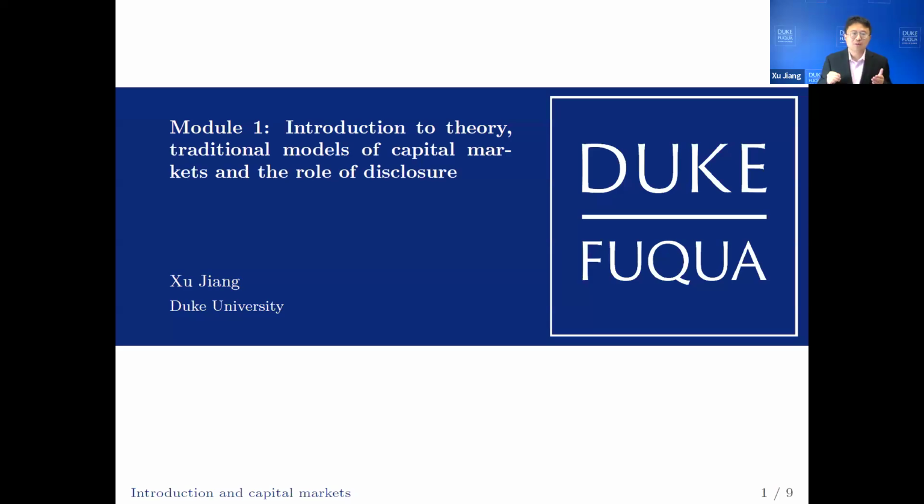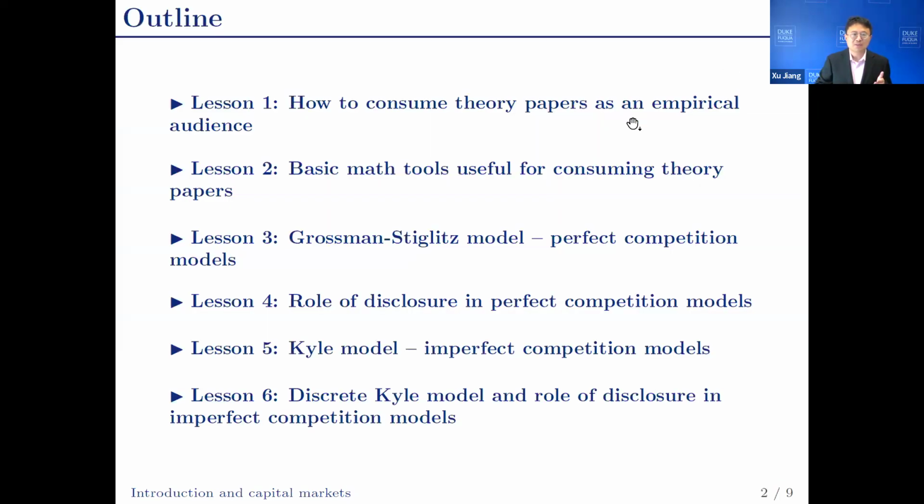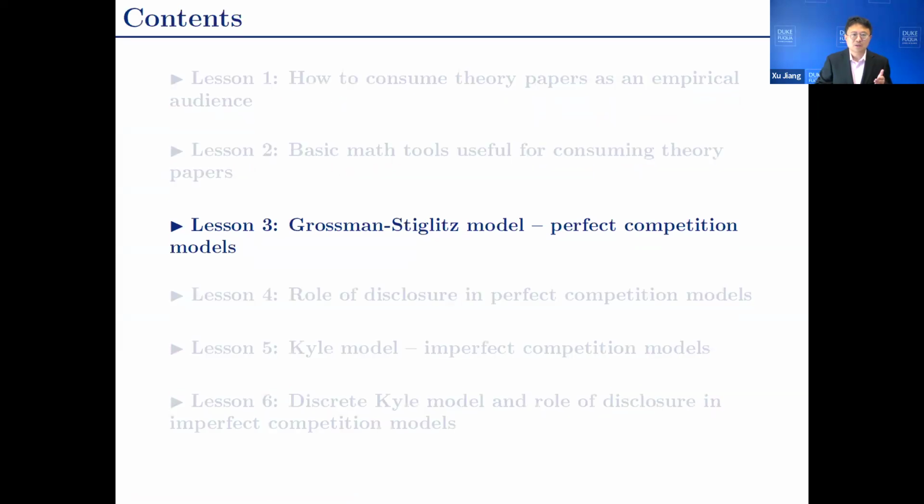Hello, everybody. In Module 1, I provide an introduction to theory, discuss traditional models of capital markets, and explore how disclosure affects various capital market outcomes. Module 1 has 6 lessons. Today, I'm focusing on lesson 3, the Grossman-Stiglitz model. The Grossman-Stiglitz model is an information economics model.